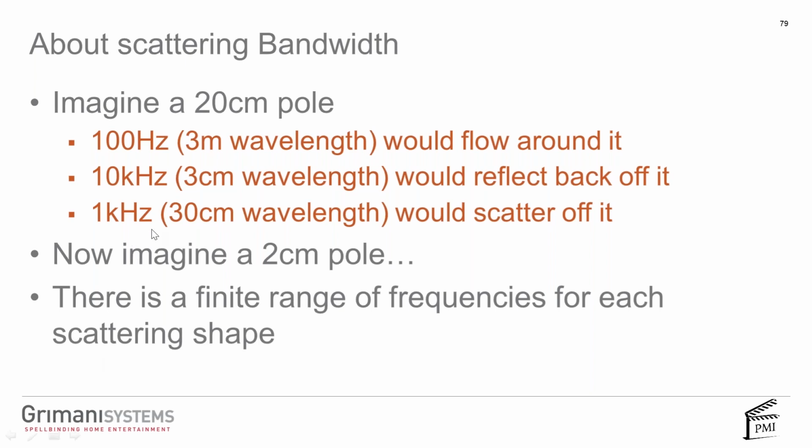If you take a 1 kilohertz sound that has a 30 centimeter wavelength, which is 1 foot, off an 8 inch pole, it's going to scatter off it because the wave is about the same size as the pole, and the sound that's going to hit that is actually going to scatter evenly in all directions.